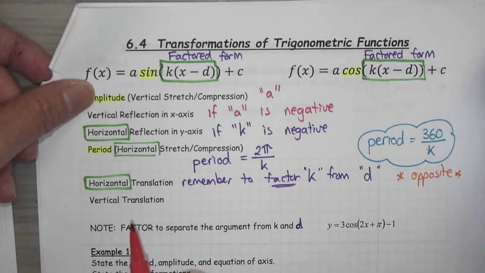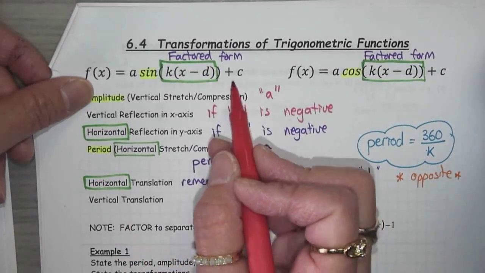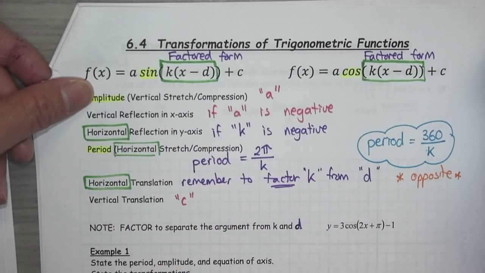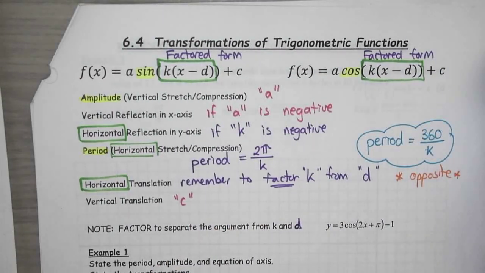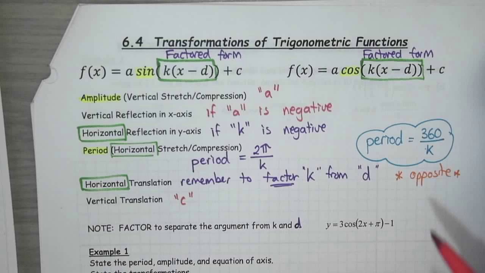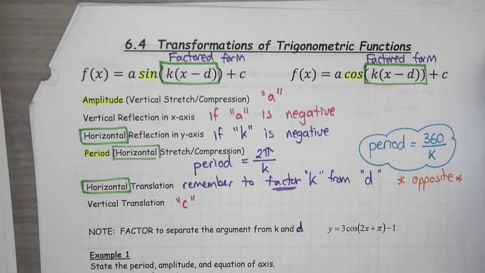All right, good. Vertical translation is the last number. That's just the C. There's not much to say about that. It's up when it's up, it's down when it's down. So if it's a plus C, you're moving it up. If it's a minus C, it's moving down. Nothing fancy about the C.